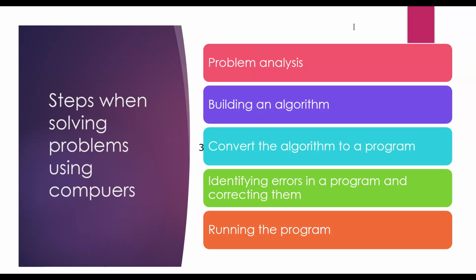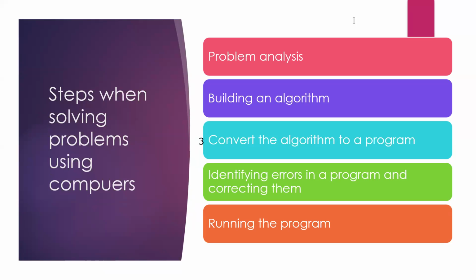So we will learn some different programming languages. There are a lot of programming languages like Python, Pascal, JavaScript and so on. So we need to convert these algorithms, the steps, into code. So the third step we know as convert the algorithm to a program, right? So let's take down: convert the algorithm to a program.